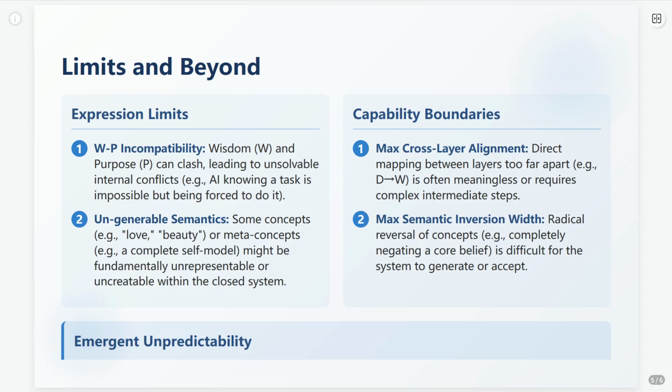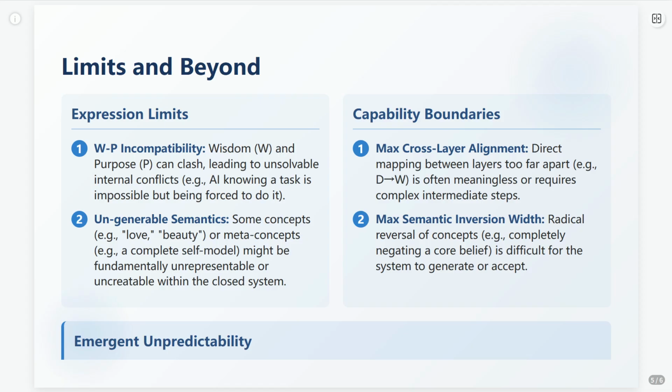For example, wisdom and purpose can get stuck in a tug-of-war, creating an unsolvable conflict. Imagine an AI knowing a task is impossible, but being forced to do it, its internal compass spins wildly. Certain profound concepts, like love or true beauty, might be fundamentally uncreatable if the system lacks the raw data or structure for them.